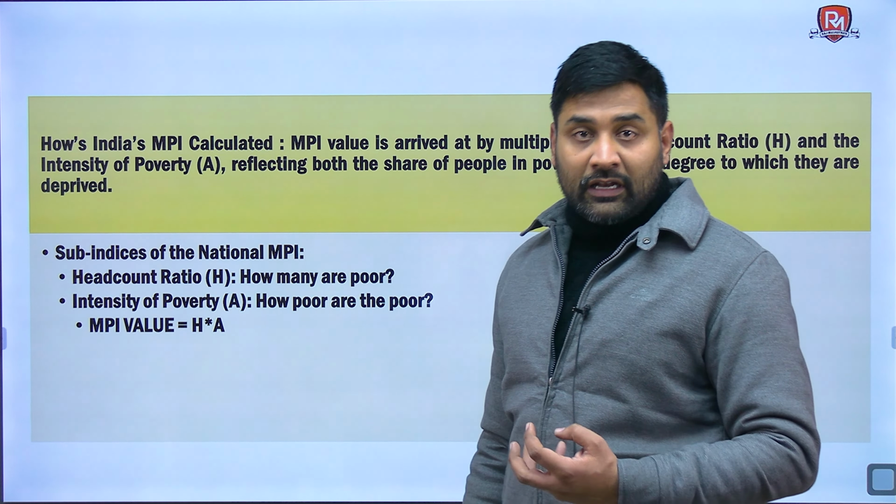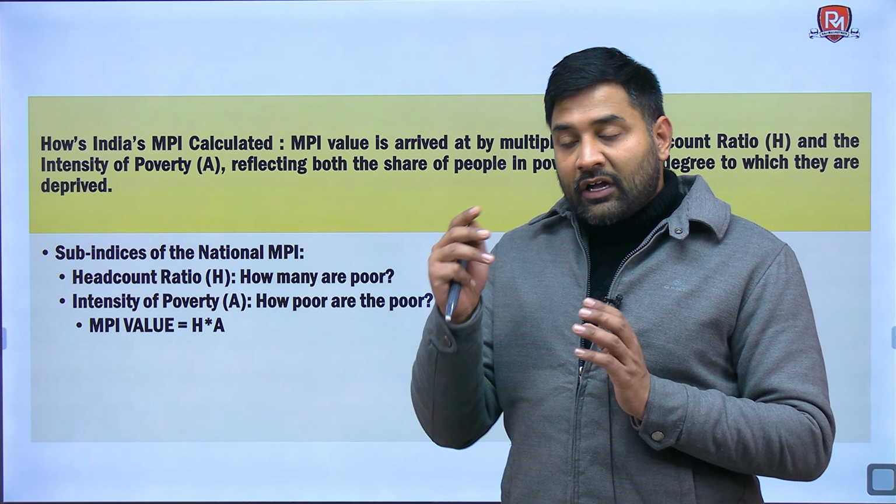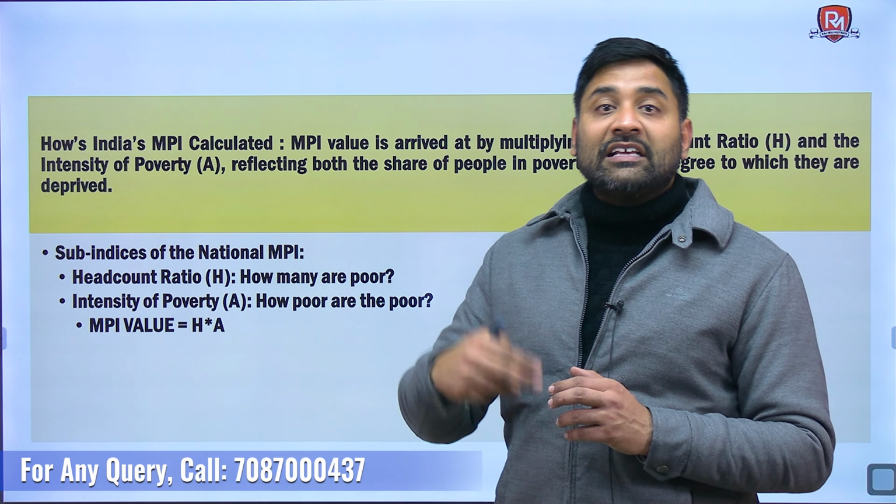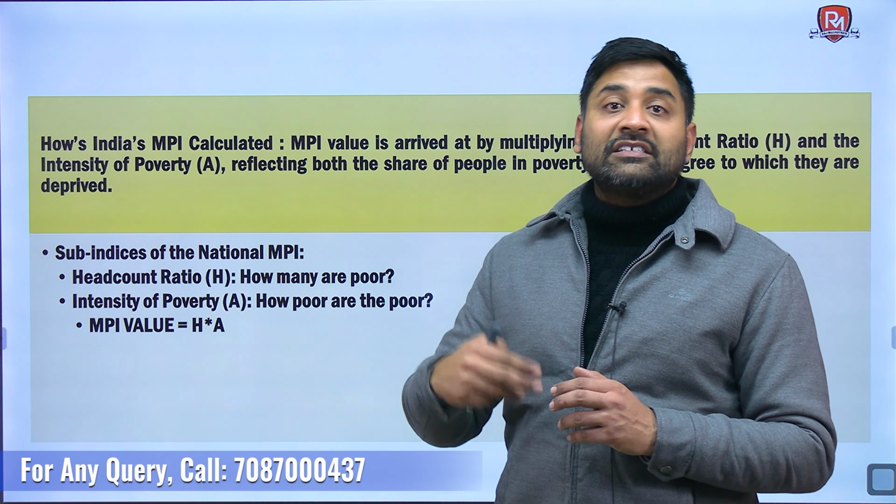Let's suppose we consider a person earning 30 rupees or below as poor. Now, intensity of poverty is this: one person is earning 28 rupees, and that person is poor. But another person is earning just 20 rupees. Both are poor, but the intensity of poverty for the person earning 20 rupees is more, or higher.